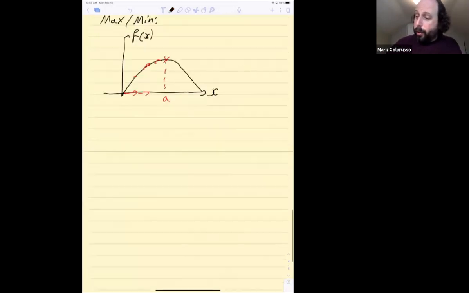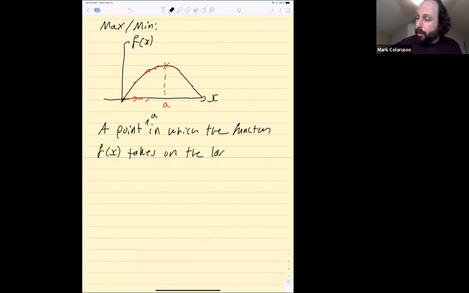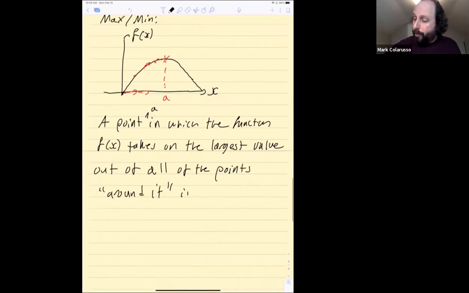Okay, so let me say this. A point, point A, in which the function f of x takes on the largest value out of all of the points around it. This is a little imprecise, so I'll put this in quotes, is called a relative maximum.